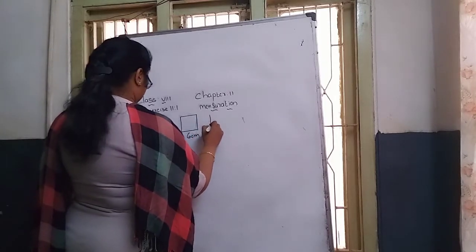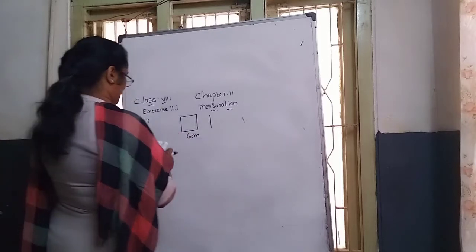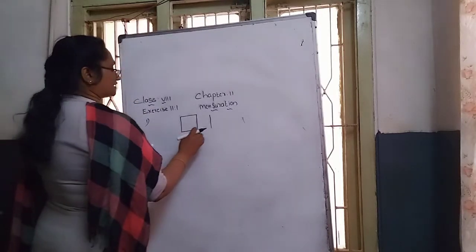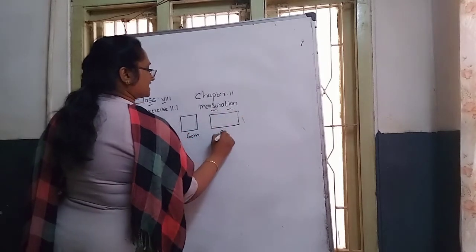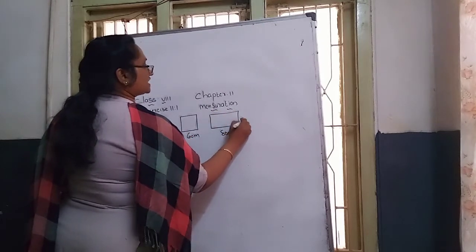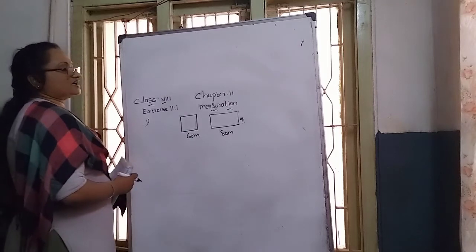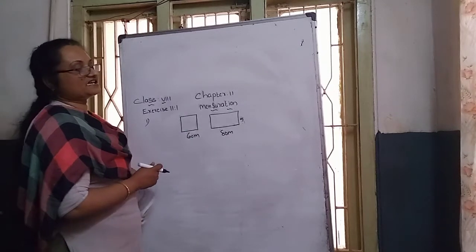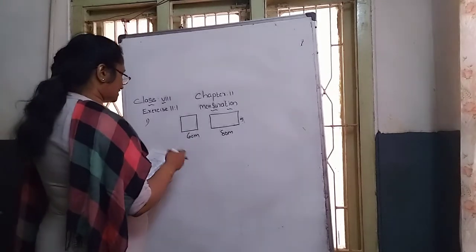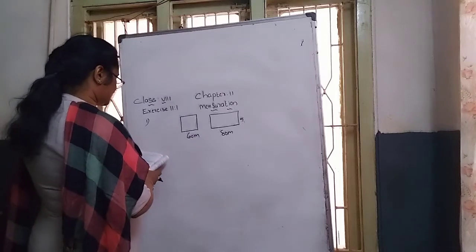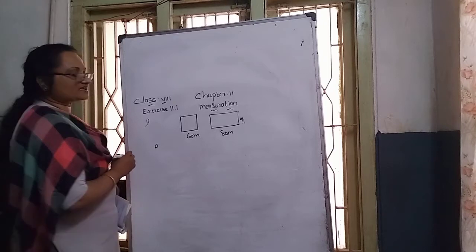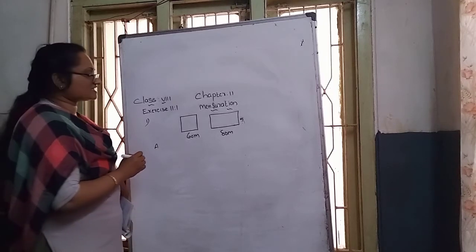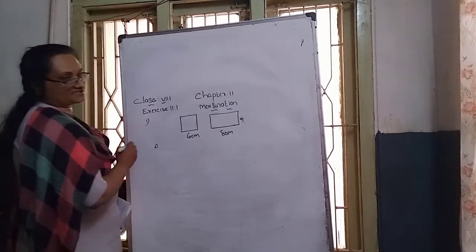In the rectangle case, the length is given as 80 meter, but the breadth is not given. First we find the breadth of this rectangle shape. The question is which field has a larger area. So how do we find it? The side of the square is given. The side is how much? 60 meter.